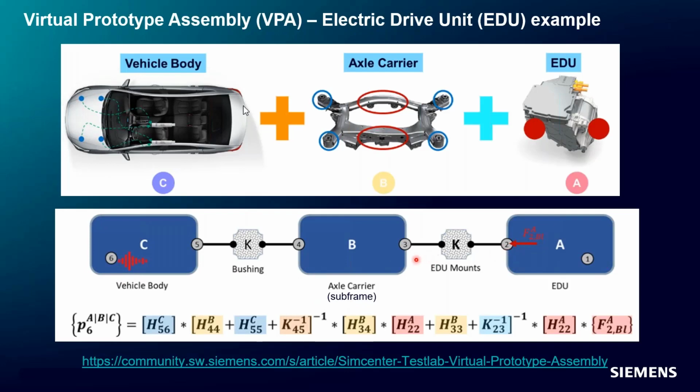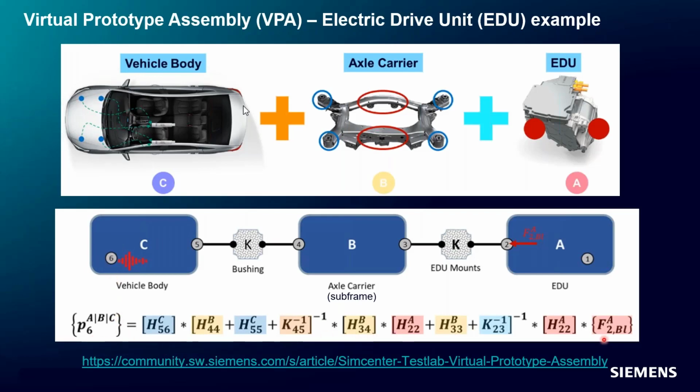They are connected through these mounts or bushings. And we have seen the formulation for the microphone sound pressure at this location, number 6. We can take the blocked forces generated by the source, which in this case is the EDU, and then go through this mathematical formulation, taking into consideration the bushing rate and the transfer functions in the subframe, and then finally predict what this sound pressure is going to be.